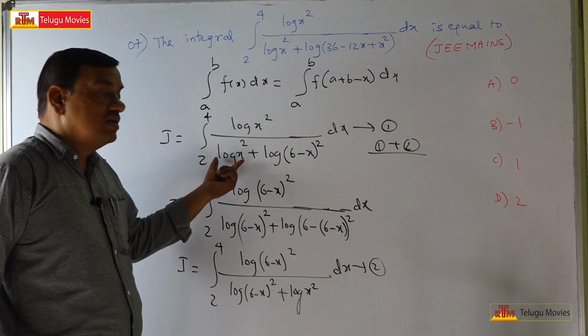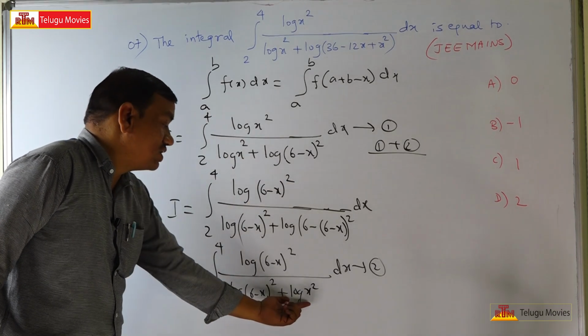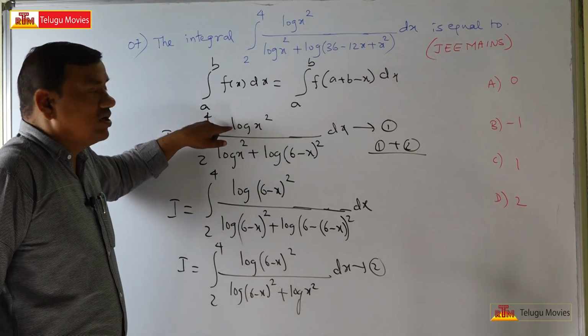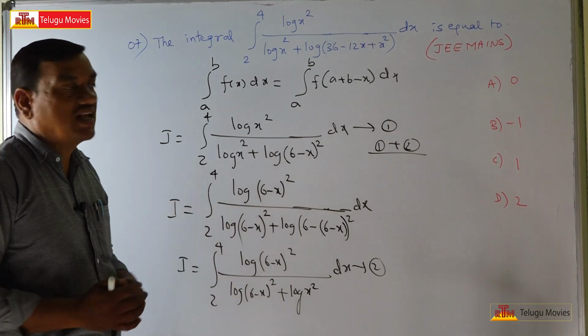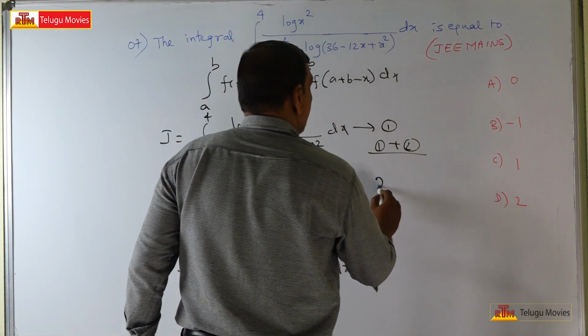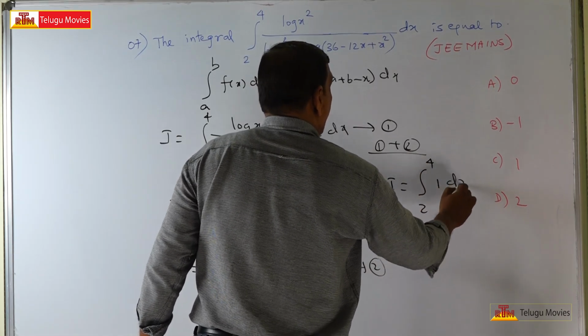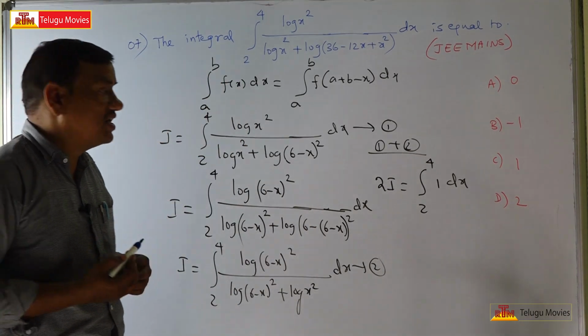Observe the denominator, this is log x square plus log of 6 minus x square. This also is log x square plus log of 6 minus x square. Both will get cancelled. So you will get 2I is equal to integral 2 to 4 of 1 dx. This type of problems you are doing many types of problems.